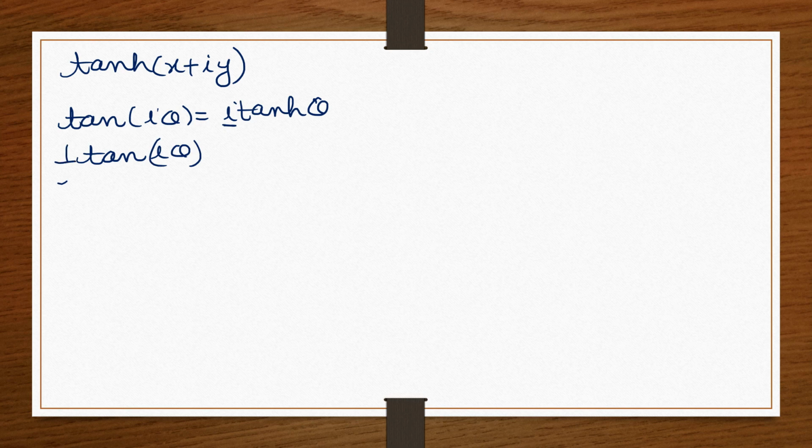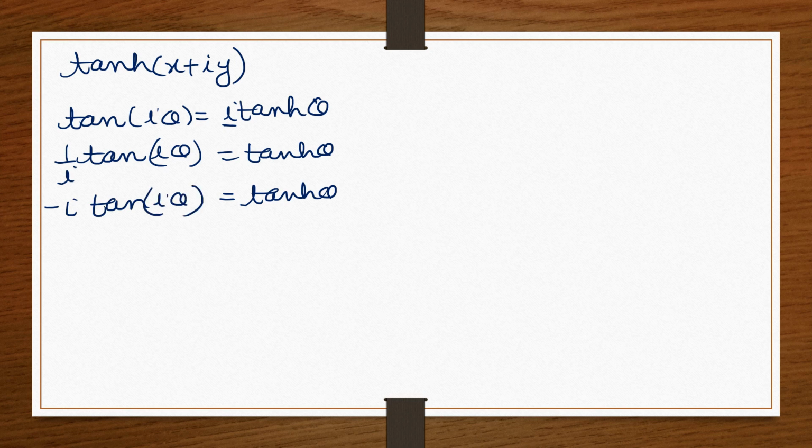So like we have already done that, tan of iota theta is iota tan hyperbolic theta, right? So if you take this on the other side, what you'll get? So tan iota theta as such is iota tan hyperbolic theta, so tan hyperbolic theta will be equal to minus iota tan iota theta. So the same thing you need to apply here. So the first step is to convert this thing to simple tan.